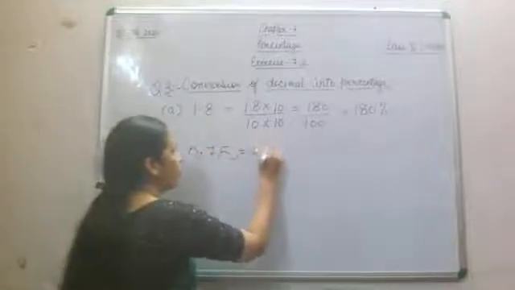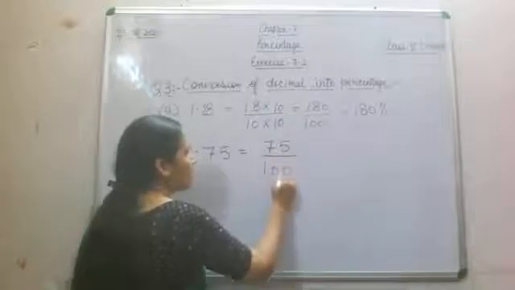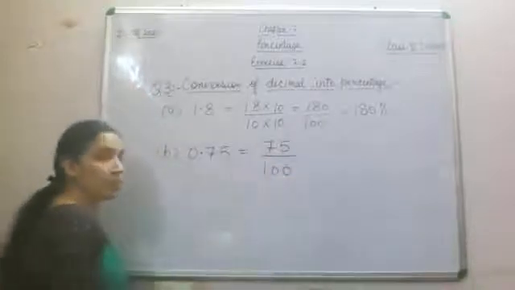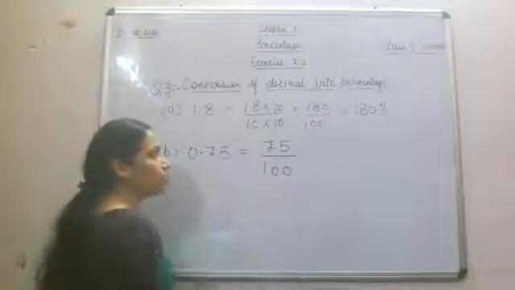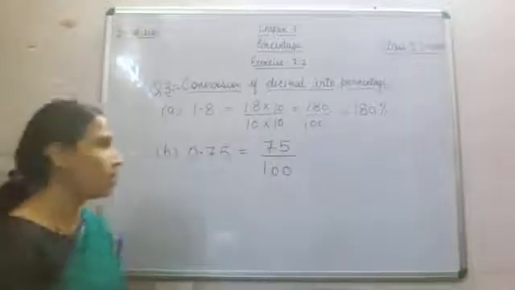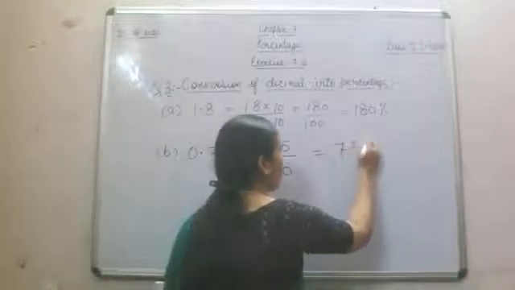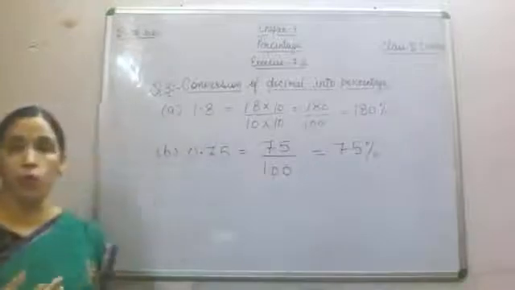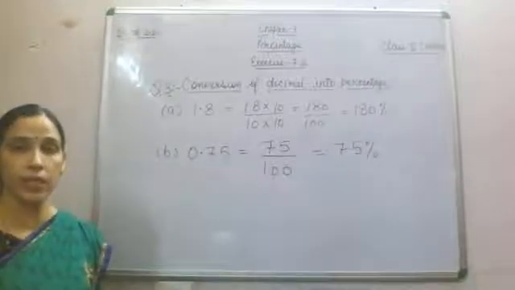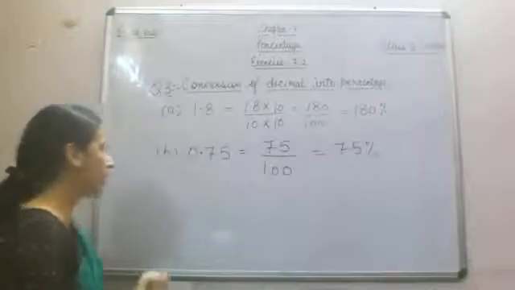So what we will do? We'll remove the decimal point and put as many zeros as there were decimal places. So here we have 2 decimal places, then 2 zeros we have put in the denominator. After that, 75%. Already we have got 100 in the denominator, so we don't need to change anything. So we just write it as a percentage, 75%.